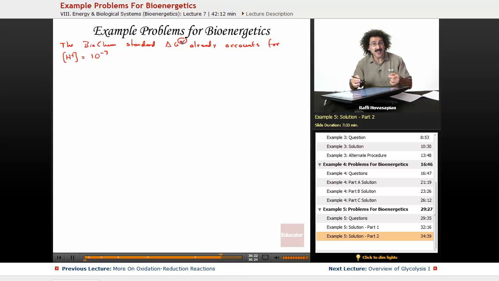However, in order to actually find what the new delta G standard is at a different pH, pH 4 in this case, we have to recover the original chemical standard and then work from there forward and find the new biochemical standard. That's what we're going to do. We're going to run 2 calculations.